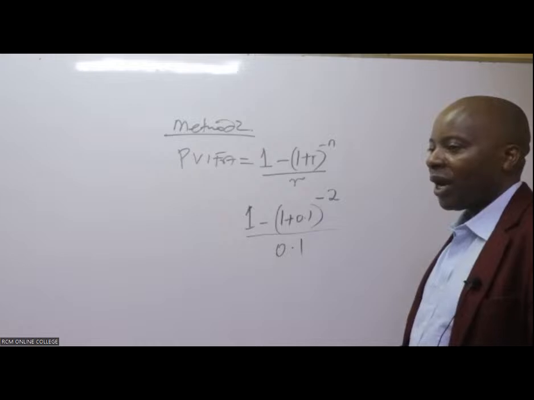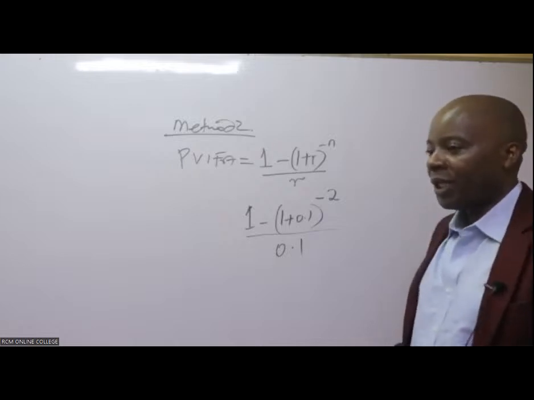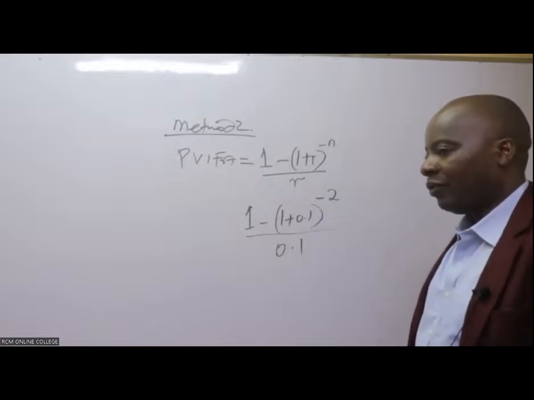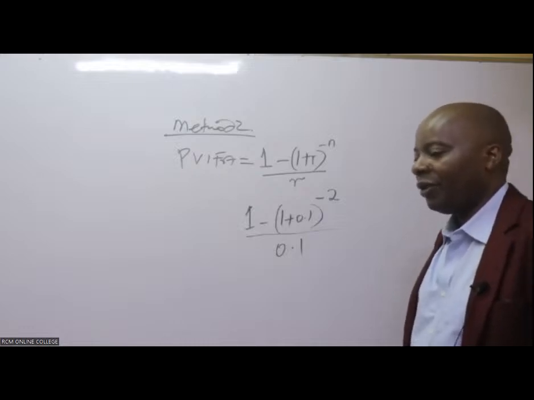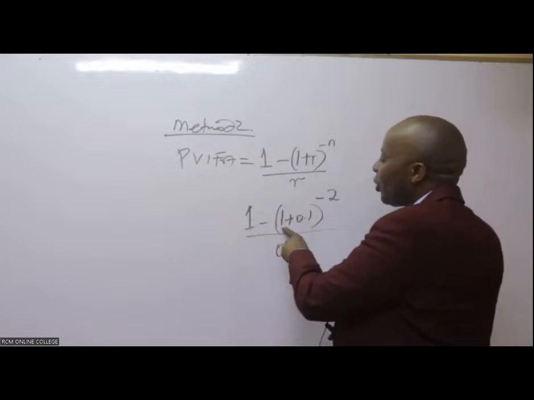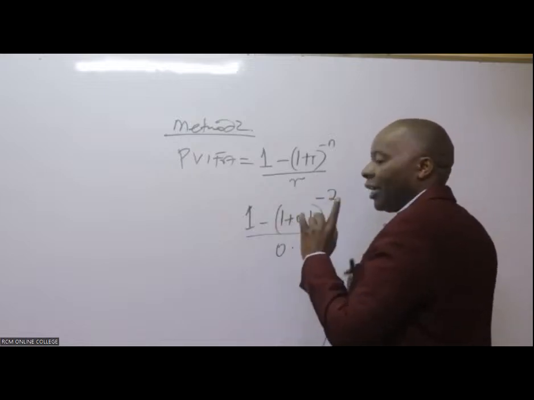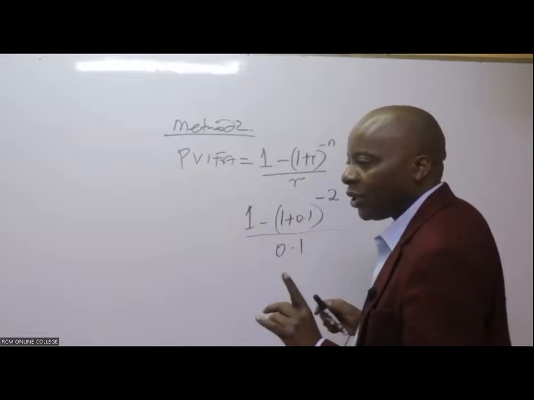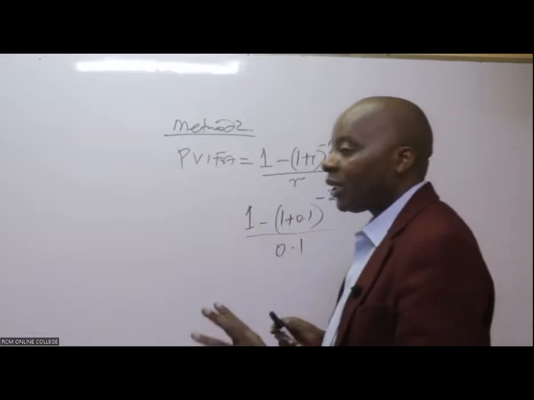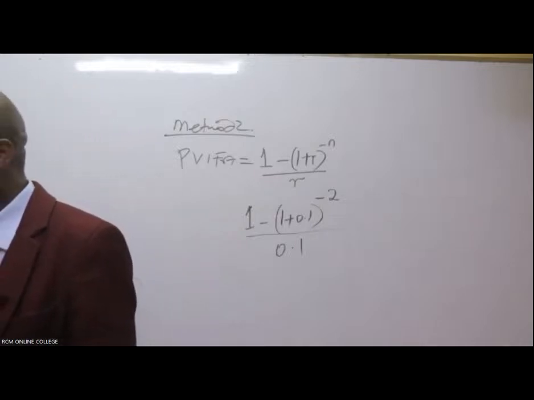So, ladies and gentlemen, are you able to give me this PVFA? From your calculator, you say 1 minus, open bracket, 1 plus 0.1, you close. You say raised to minus 2. You say equals. Whatever you get, you divide by 0.1. Everybody will be counting the response. Everybody must give me answers.